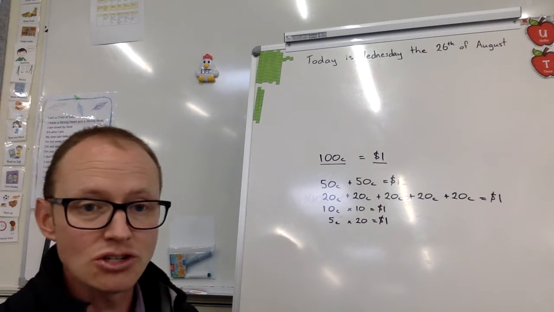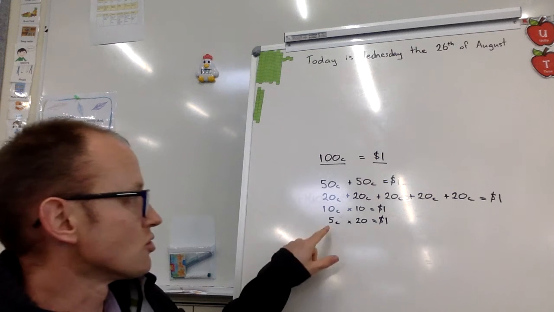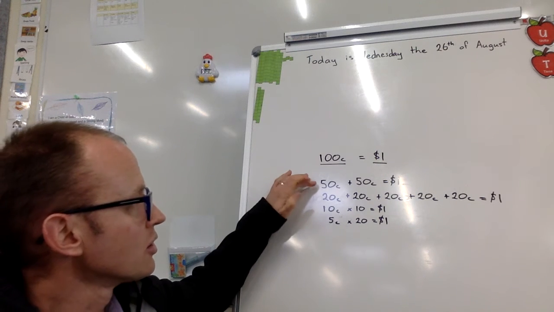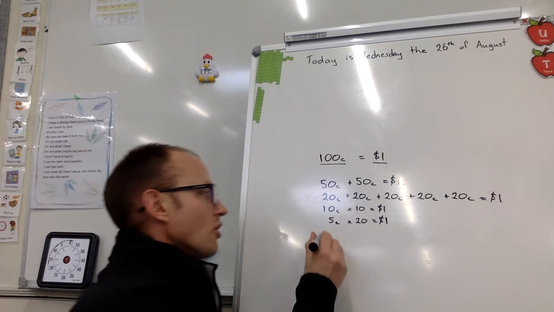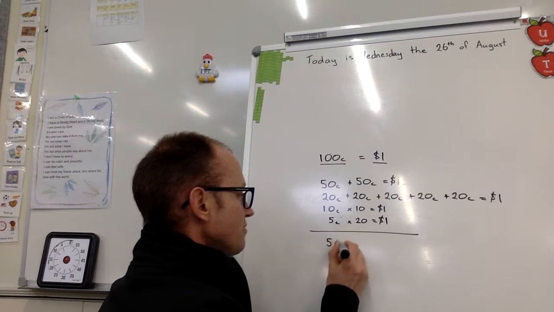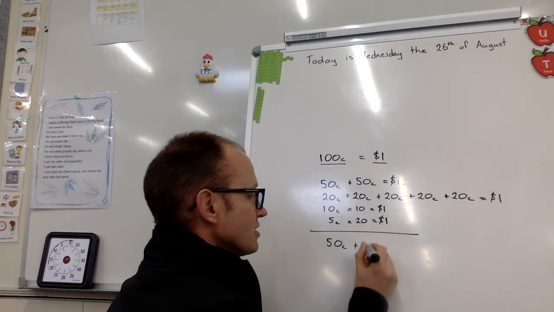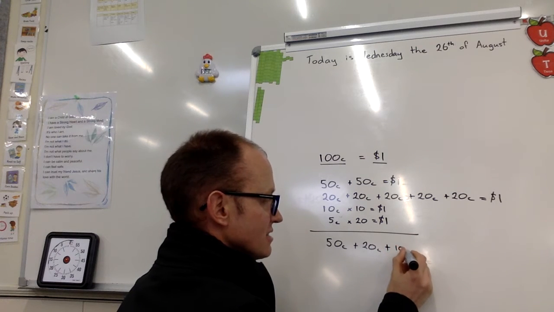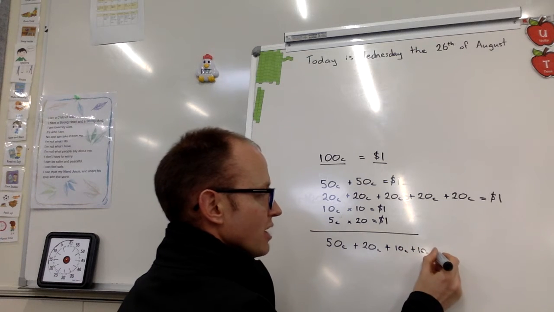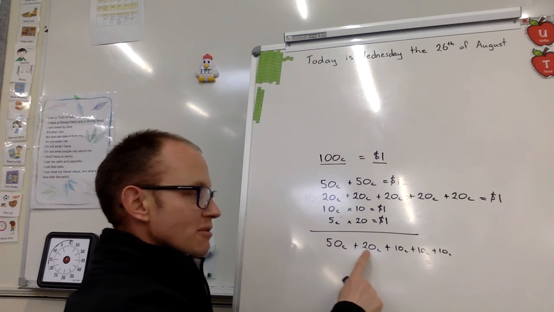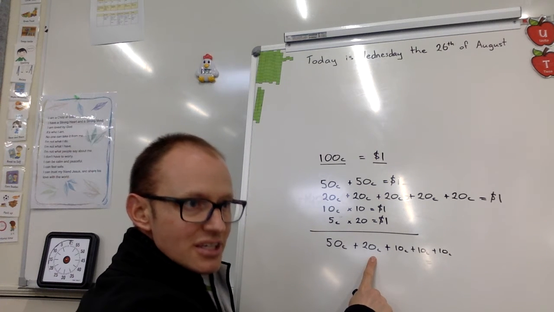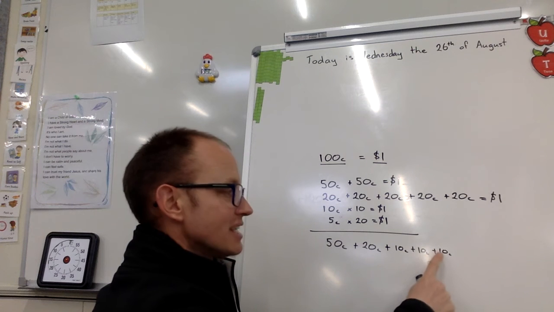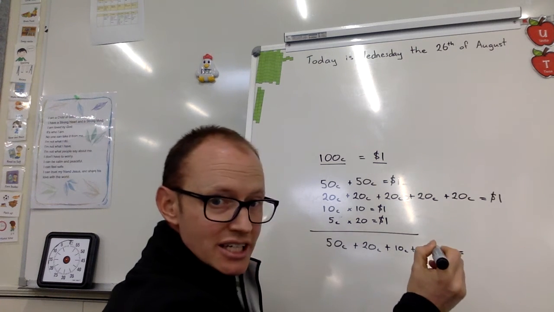Now, again, you can use your paper little coins that you cut up for your shop to do this as well. That isn't the only way to make $1, though. You can also mix your coins together. So I could go 50 cents plus 20 cents plus 10 cents plus 10 cents plus 10 cents. Let's check what this adds up to. 50 plus 20 equals 70 cents, plus 10, 80 cents, plus 10, 90 cents, plus 10, 100 cents. And 100 cents equals $1.